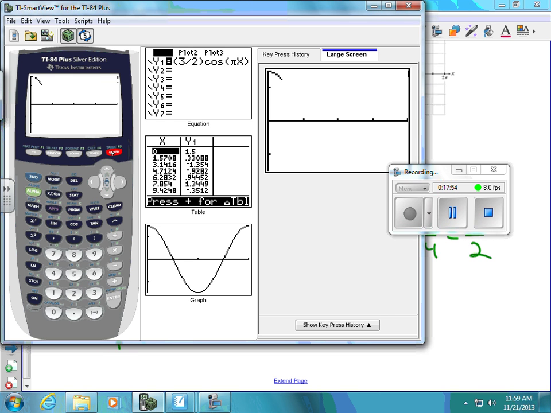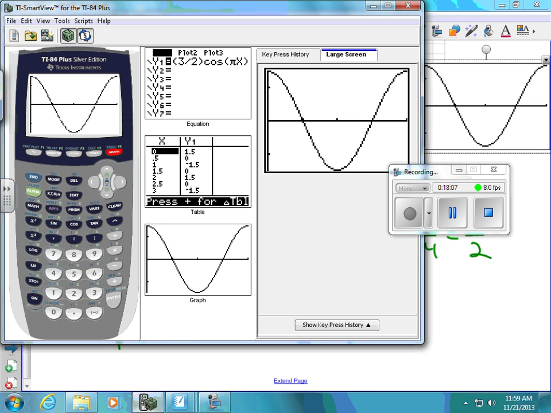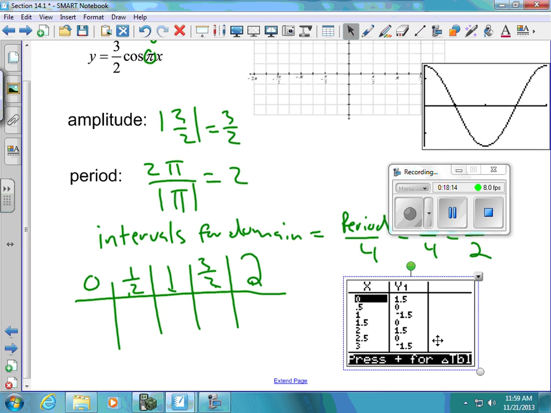So we go to graph, and here's what it looks like. That's what our graph should look like. Our outputs, if we go to second table and start at 0, we can just copy this table down into ours, or use it if we want to. At 0, it's 1.5; at 1/2, it's 0; at 1, it's -1.5; at 3/2, it's 0; and at 2, it's 1.5.